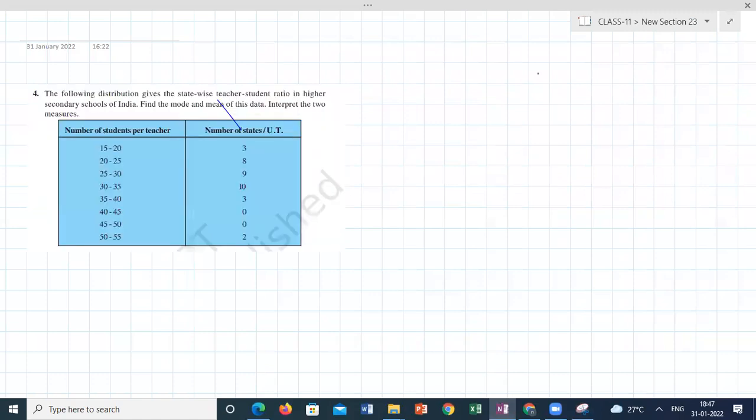So what is the model class here? This is the model class. 30 to 35, including 30. H is equal to 5. So this is your F1, this is your F0, this is your F2. So F0 is equal to 9, F1 is equal to 10, F2 is equal to 3.